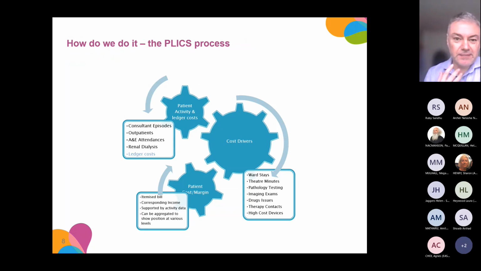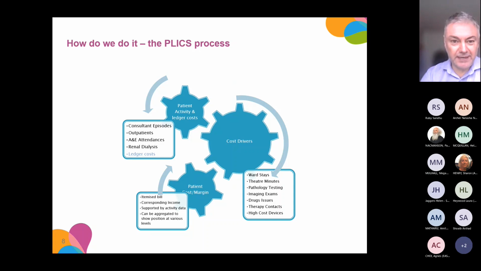How do we do it? So we take patient activity and the ledger costs. So that will be from our PAS system. We get things like consultant episodes, all the outpatient attendances, all the A&E attenders. So we run PLICS monthly. Some organisations do it quarterly, and some organisations do it annually. But all trusts now are mandated to provide PLICS data to NHSI at least annually. So annually is probably the longest that it would be.